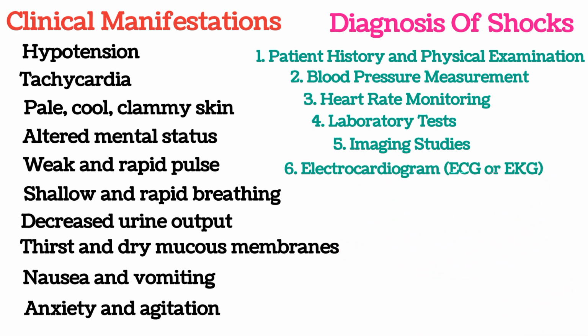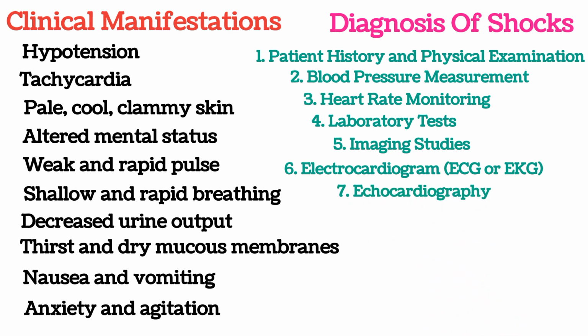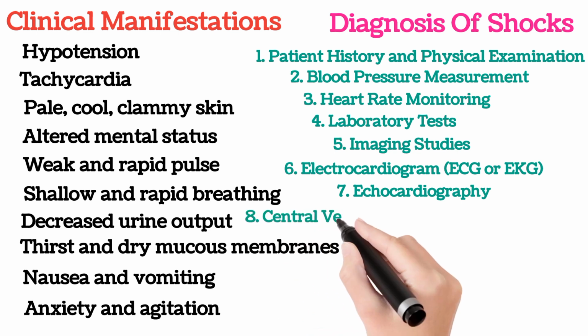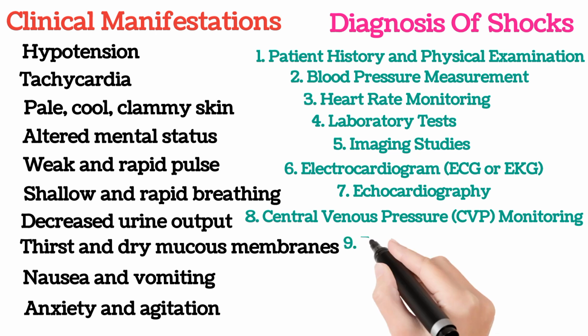6. Electrocardiogram, ECG or EKG. Recording the heart's electrical activity can help diagnose cardiogenic shock and detect abnormalities in heart rhythm or function. 7. Echocardiography. Using ultrasound to visualize the heart's structure and function, aiding in the diagnosis of cardiogenic shock. 8. Central venous pressure, CVP, monitoring. In certain cases, measuring the CVP provides information about the fluid status and the effectiveness of fluid resuscitation.